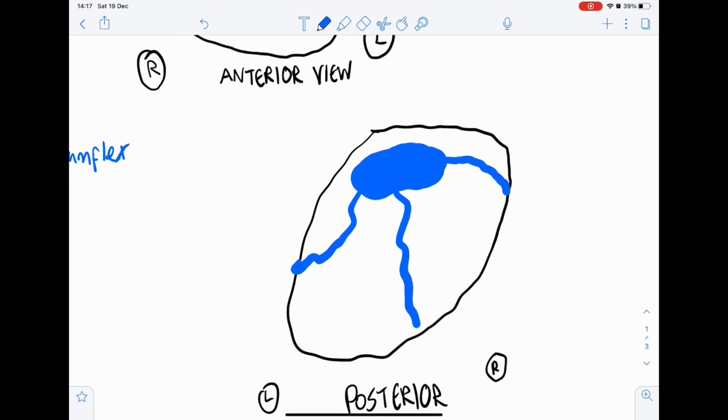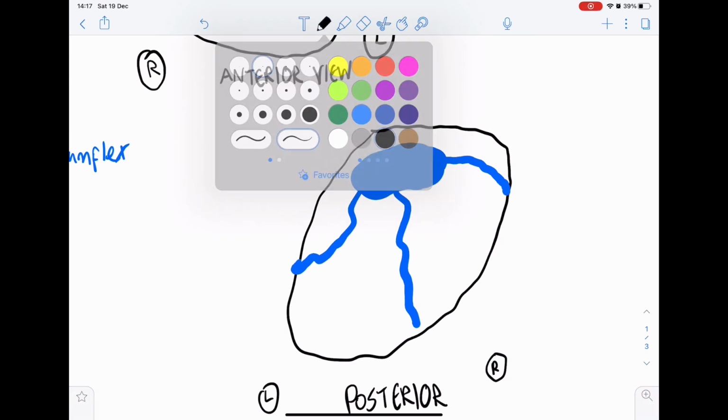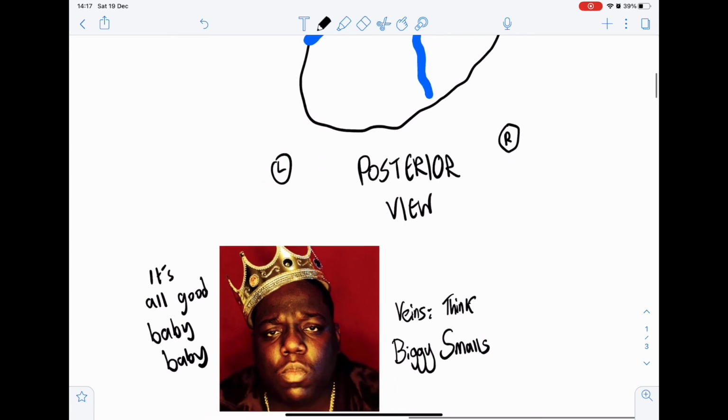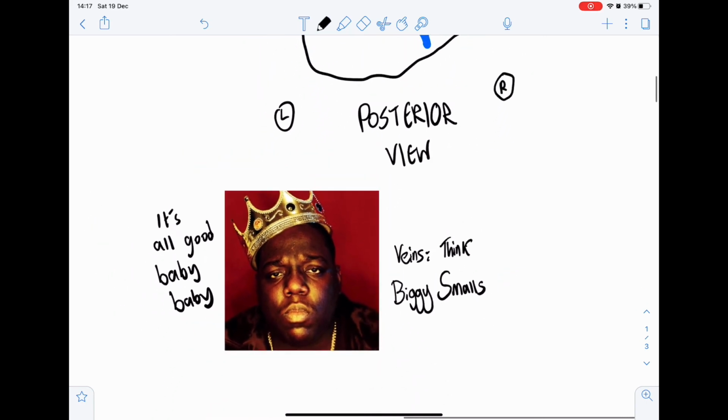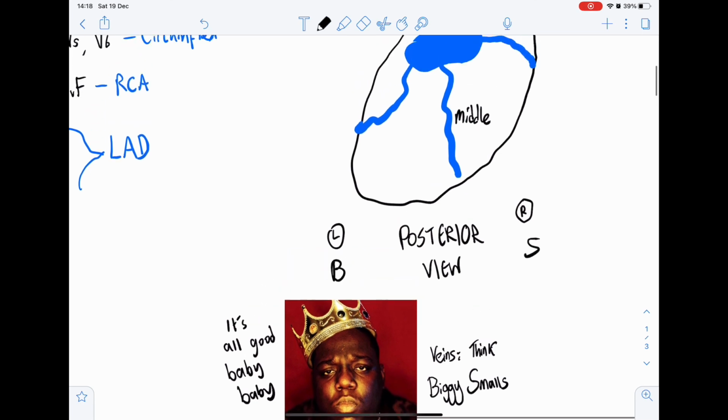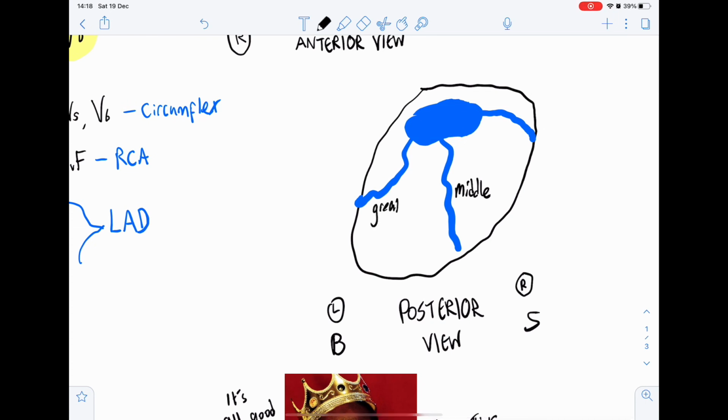And how do we remember exactly which vein is which, which is the great, which is the middle, which is the small? Well, we get middle easily because it's in the middle. So we'll just add that on there now. Middle. Now we're left with deciding which is the great and which is the small cardiac vein. So the way I like to remember it is with Mr. Biggie Smalls over here. So if you just think about Biggie Smalls, the great cardiac vein will be on the left side of the heart. Remember, this is a posterior view, so left is on our left, and right is on our right. And therefore the small cardiac vein will be there.